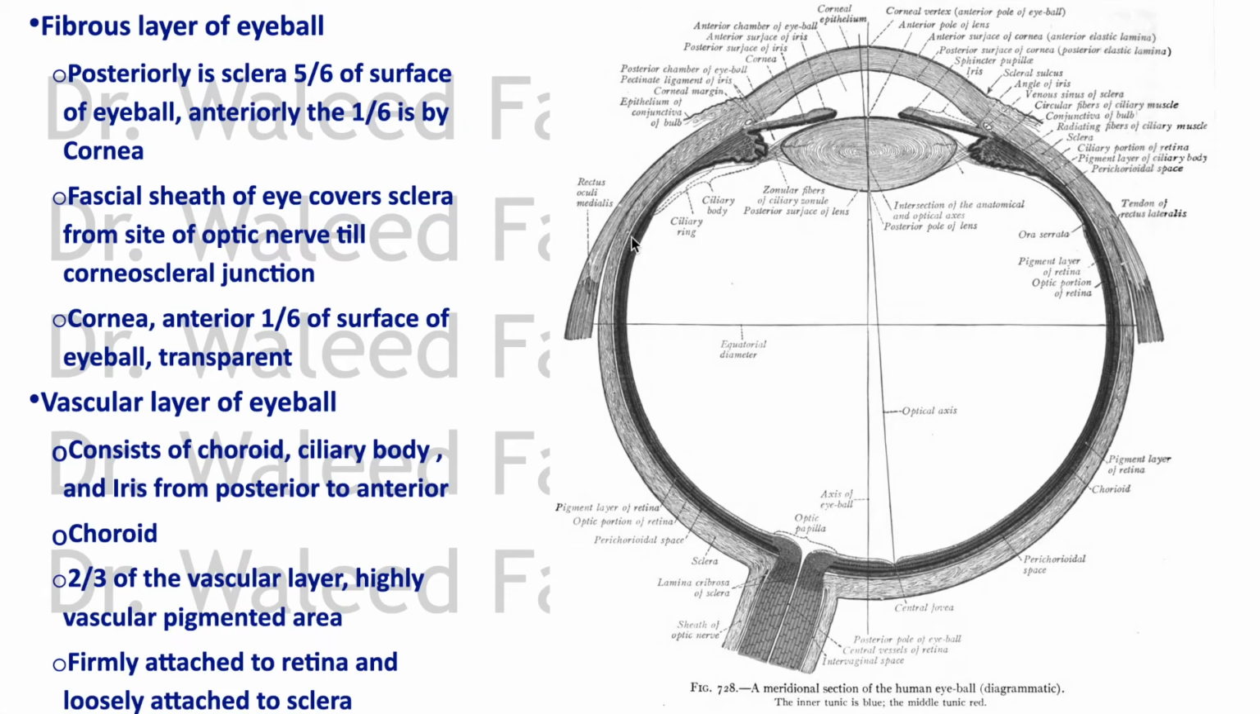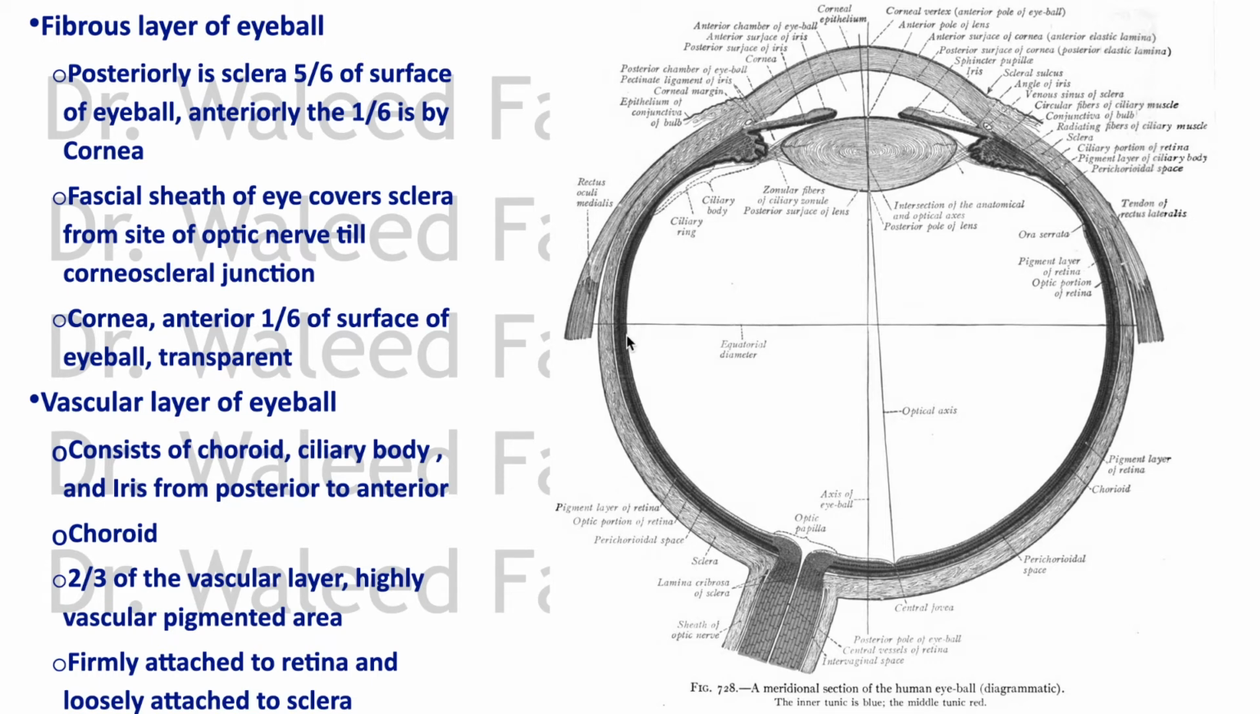Okay, the fibrous layer, we said it forms 5/6 posteriorly by the sclera and 1/6 anteriorly by the cornea. The sclera provides attachment to the surrounding muscles as well as attachment to the fibrous sheath that encloses the eye, attached around the optic nerve, and in front stops at the corneoscleral junction, right?